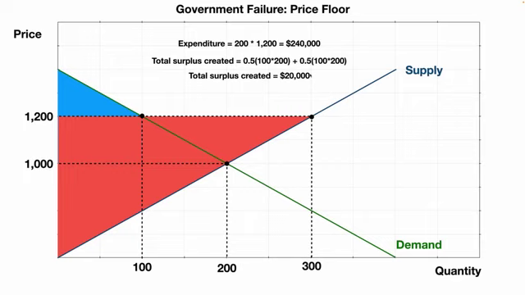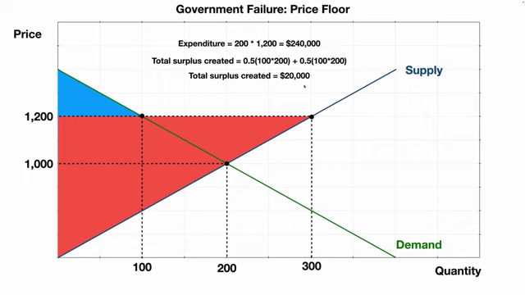Now, I don't know about you, but spending $240,000 to generate $20,000 is not a very efficient way of doing things. It would have been much more efficient if the government just stepped in and paid these producers $20,000 during this time period. They would have increased their producer surplus by $20,000. They would not have made the consumers worse off, and they wouldn't have had to spend $240,000 to generate that $20,000.